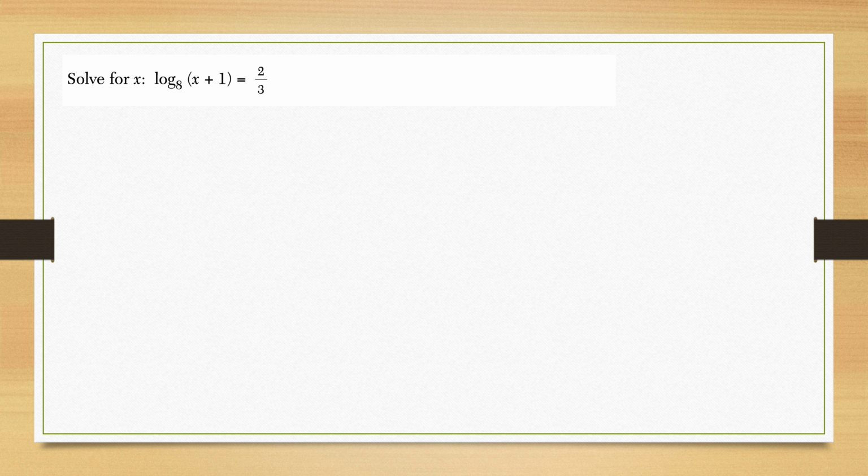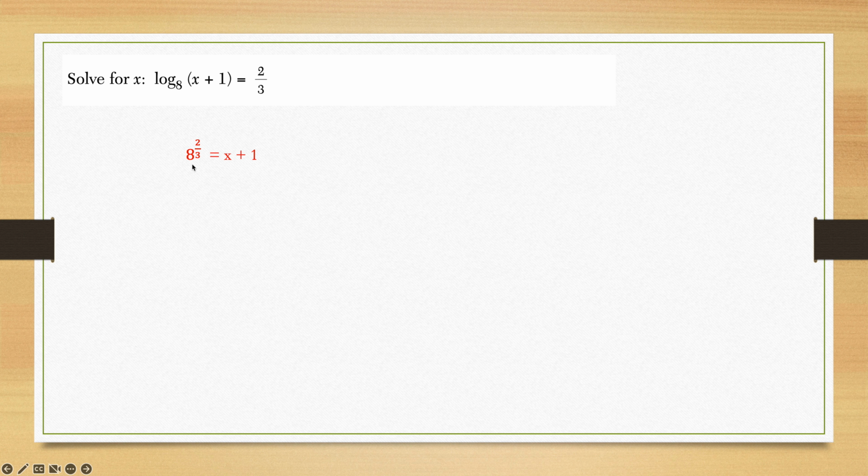Okay, I think you've had time to get this done now. So, a logarithm is a what? A logarithm is an exponent. Repeat that in your mind. A logarithm is an exponent. So your base is 8, obviously. 2/3 is the exponent, and it equals x plus 1. Well, let's just figure out what 8 to the 2/3 is.